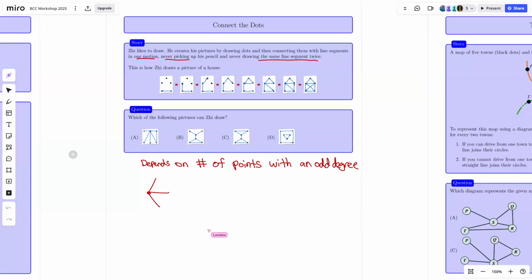So in this case, the degree would be 3. So the degree is essentially the number of lines that stem from that point. Now, how does this work? Well, I'll make a chart actually.